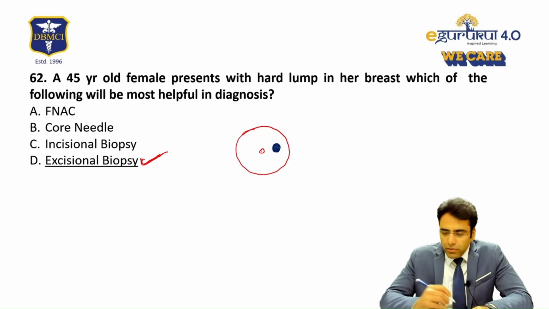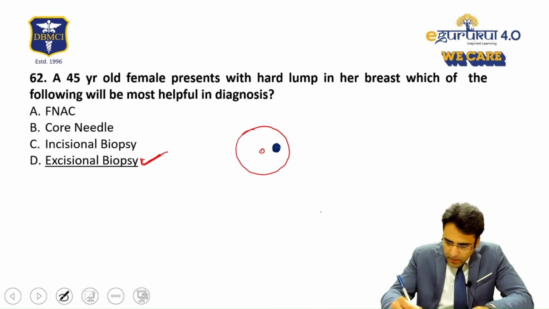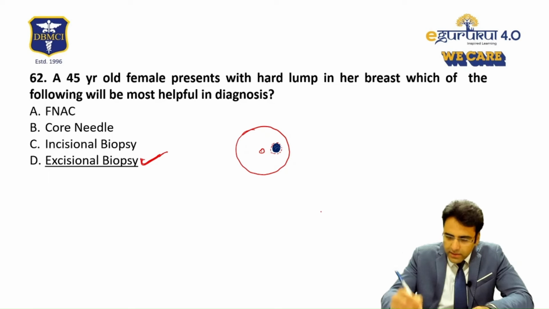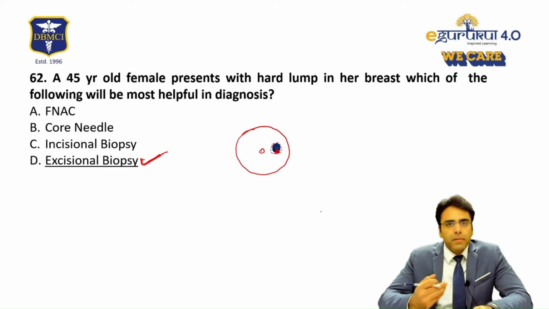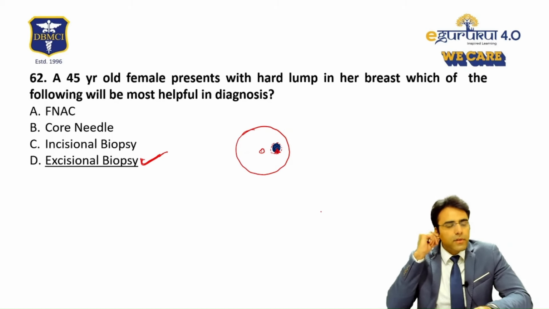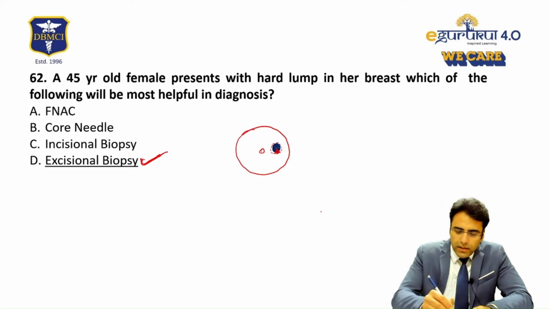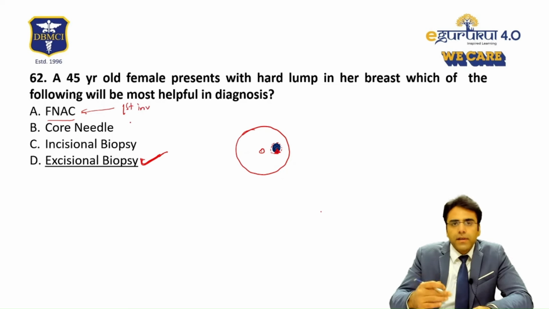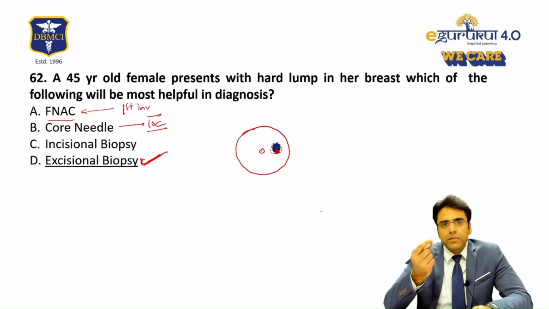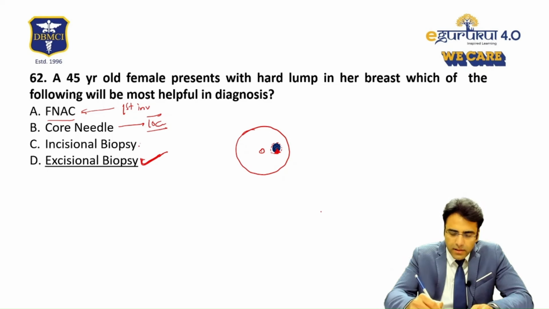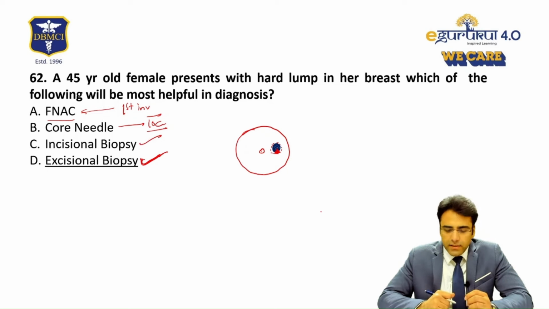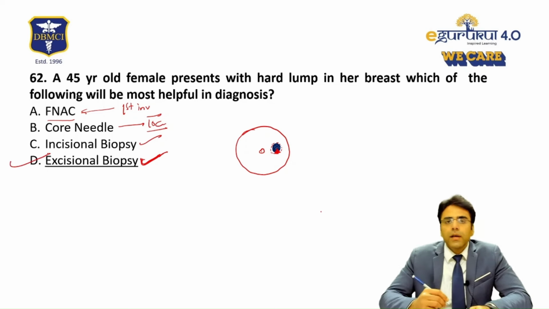In excisional biopsy, we take out the whole of this lump, it is excised. Whereas in incisional biopsy, a part of the tissue of this lump is excised. But the most helpful, which will give us the maximum details, will be excision of the whole lump. FNAC, I told you, is the first investigation to be done. Core cut or trucut biopsy, after FNAC, is the investigation of choice or best investigation. Clear? Incisional biopsy is taking a tissue sample from the margin of the lump, and excision is excision of the whole breast lump. So the most helpful in diagnosis among all these will be excisional biopsy because it will give us maximum details.